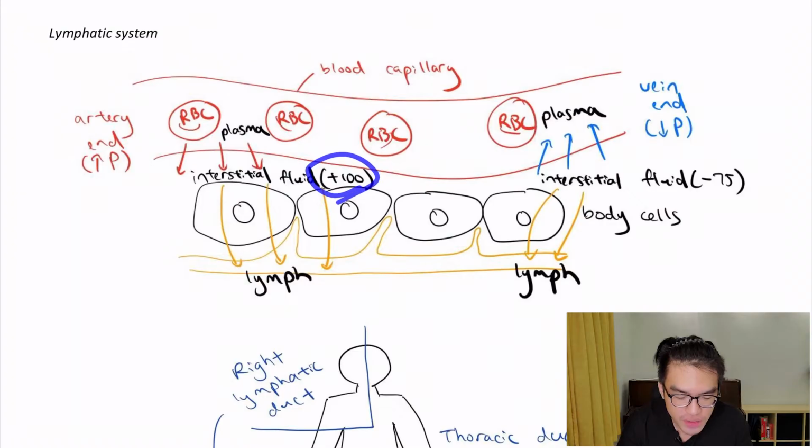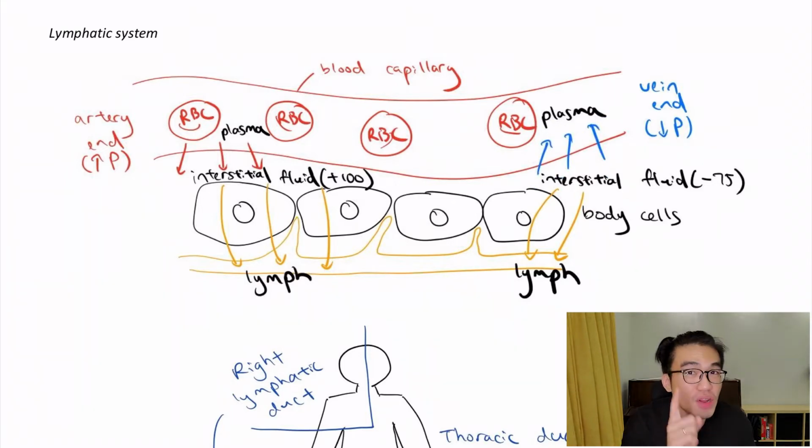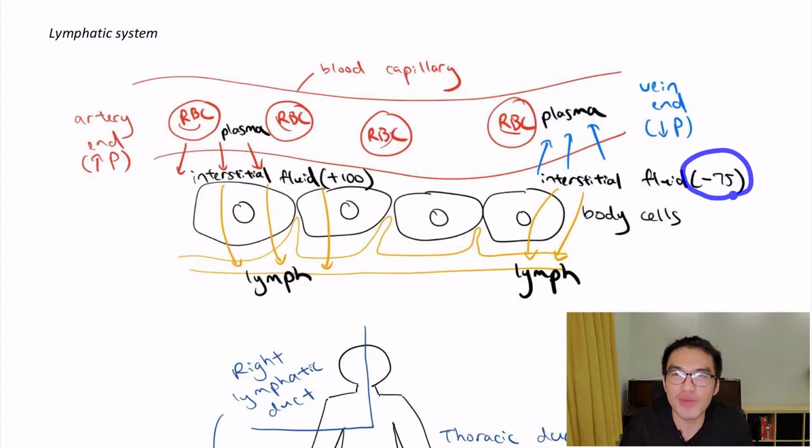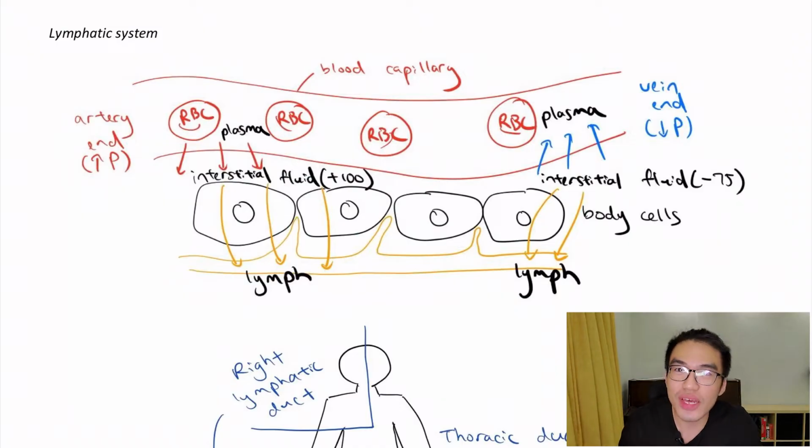Can you see this positive 100 here? And then at the vein end where you have low pressure, all this interstitial fluid will be drained back into your blood vessel, but not all, only like 75%. So you have like around 15 to 25% of interstitial fluid here, and if this thing accumulates, you can start to swell. So we can't have that.